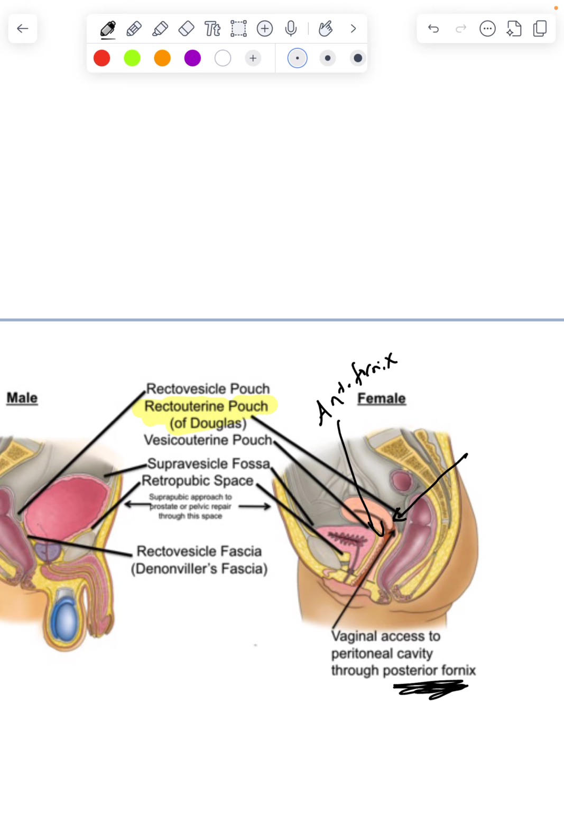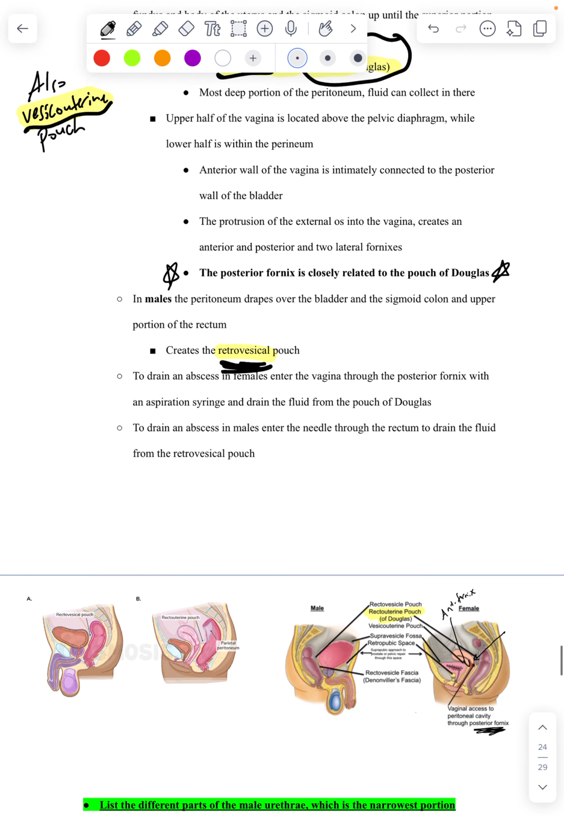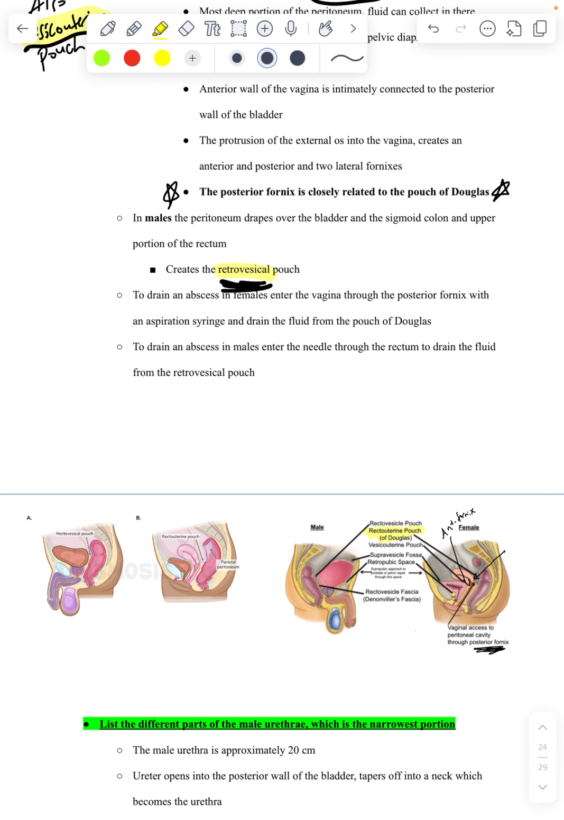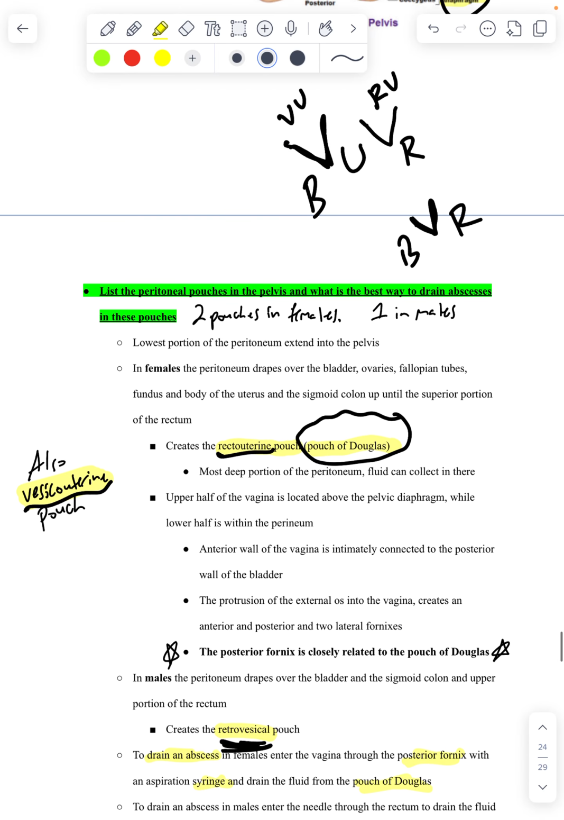So that's the key spot, because that's where you can drain fluids most of the time in females. If you're going to drain an abscess, you're going to go through the posterior fornix with a syringe, and you drain it from the pouch of Douglas. So that's the more important part. But actual pouches, there are 2 in females, 1 in males.